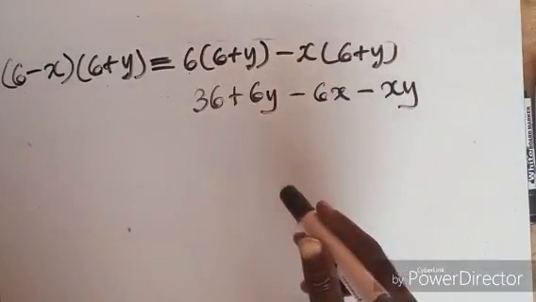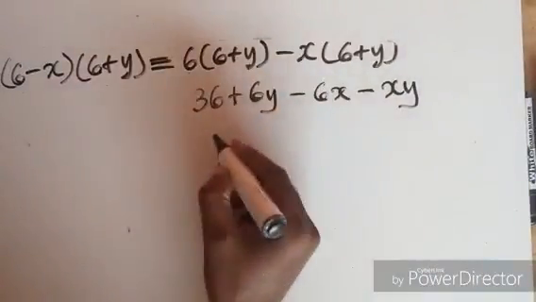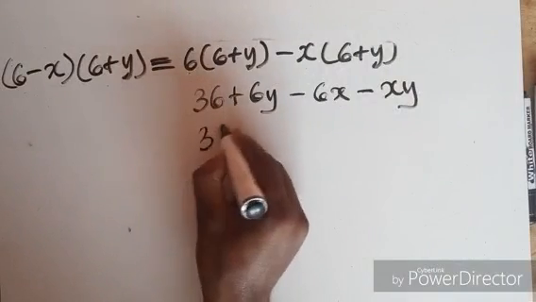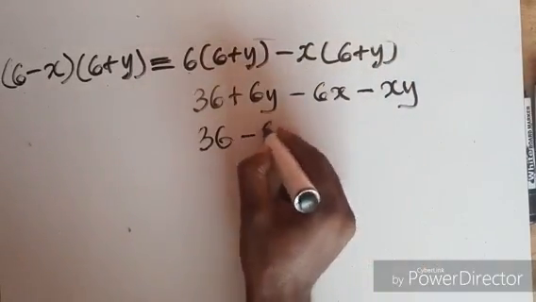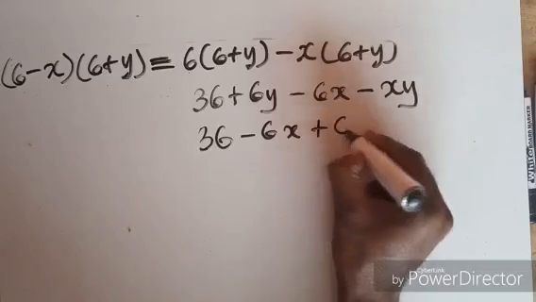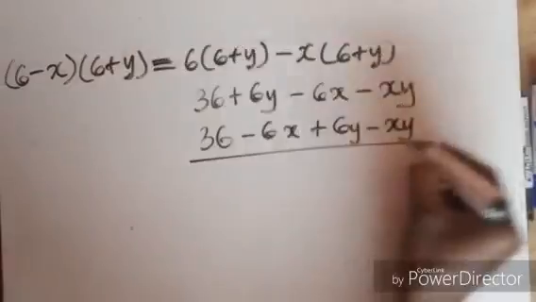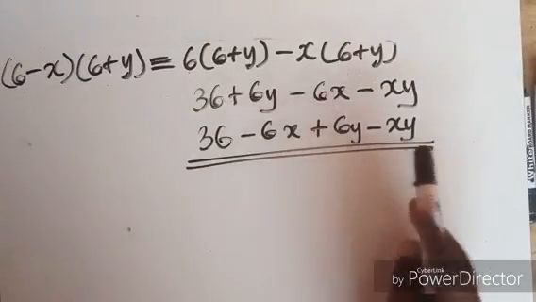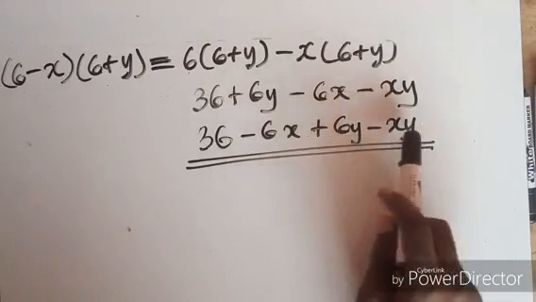We still have x minus y, but it is not needed. So what I'm going to do is get 36 here. Now I let those with y be at one side, minus 6x plus 6y minus xy. So this one becomes my solution. Why do I leave it this way? Because there's no way I can add xy and 6y. They are not the same.